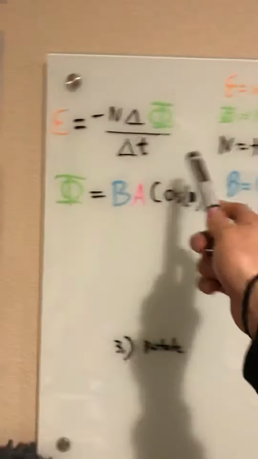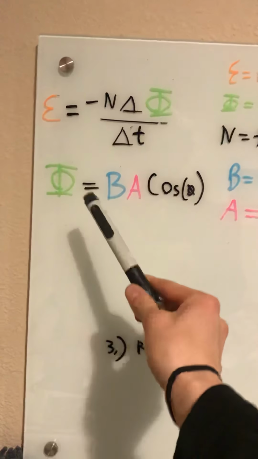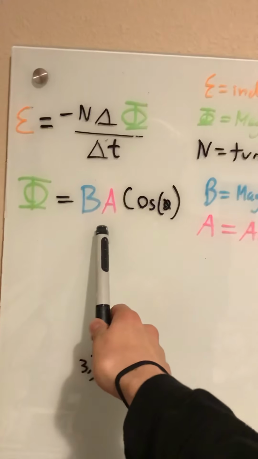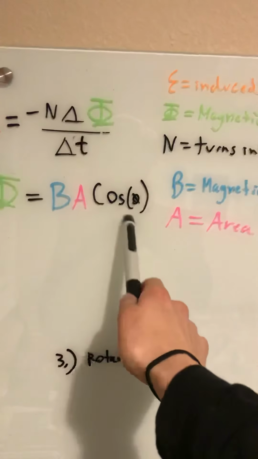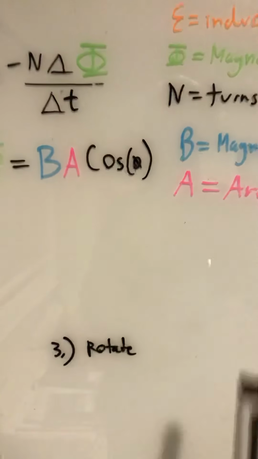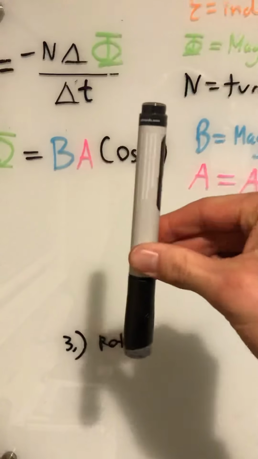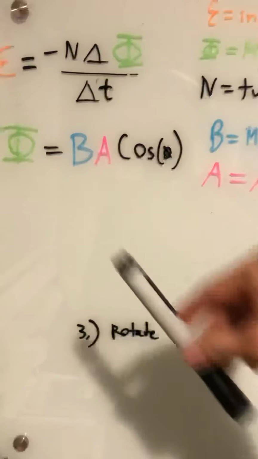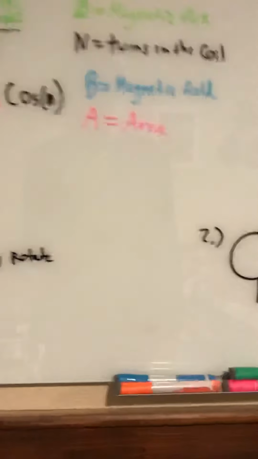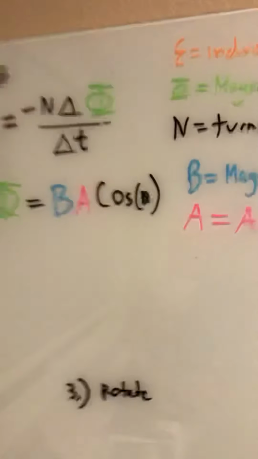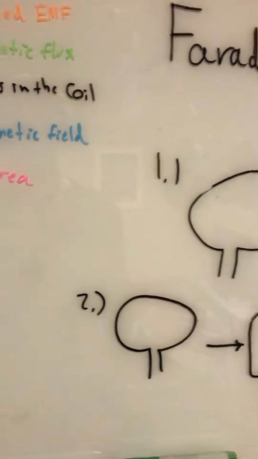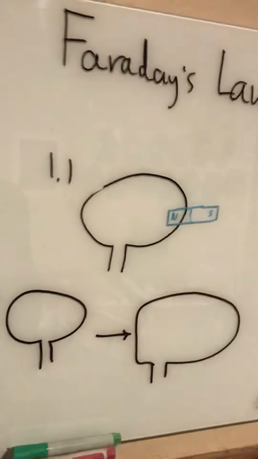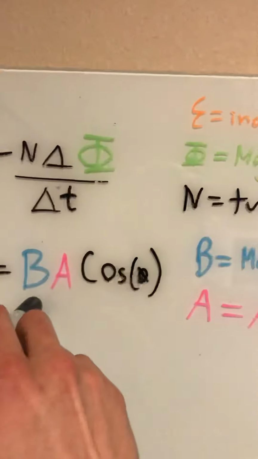And then magnetic flux is represented here by the strength of the magnetic field times the area of the wire, and then the angle between the normal coming out from the wire and the magnetic field. So there are essentially, according to this equation, 3 different ways that we can induce this EMF in our wire. The first one is through the magnetic field.